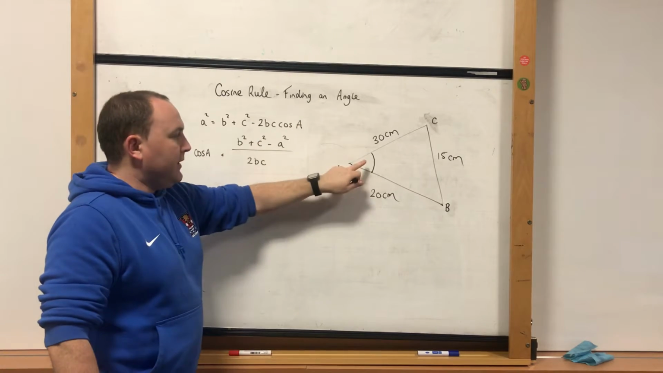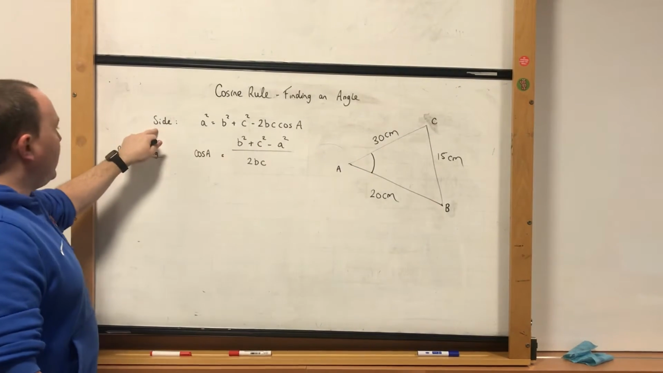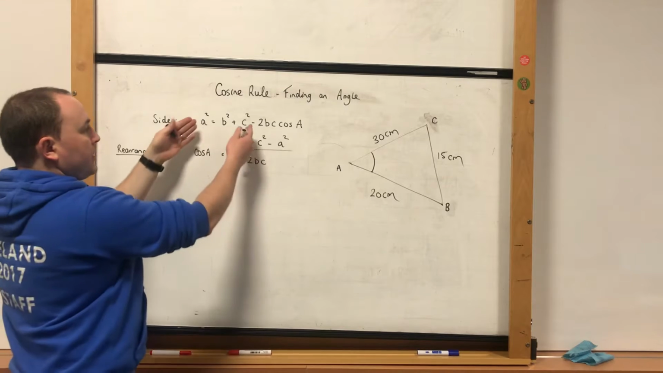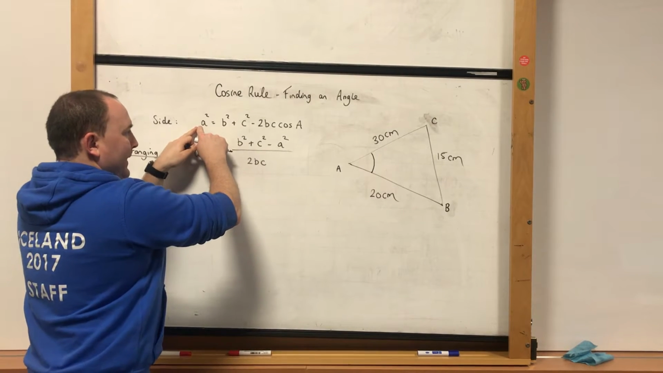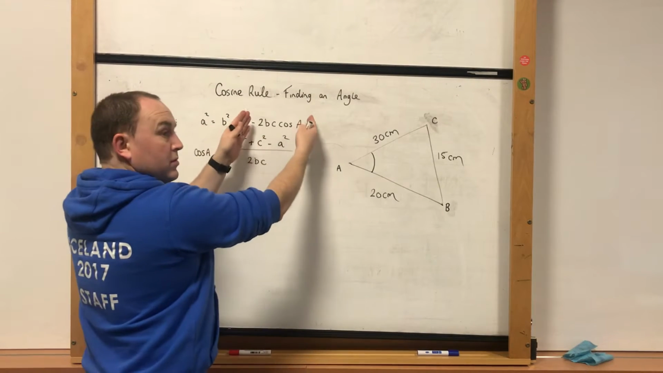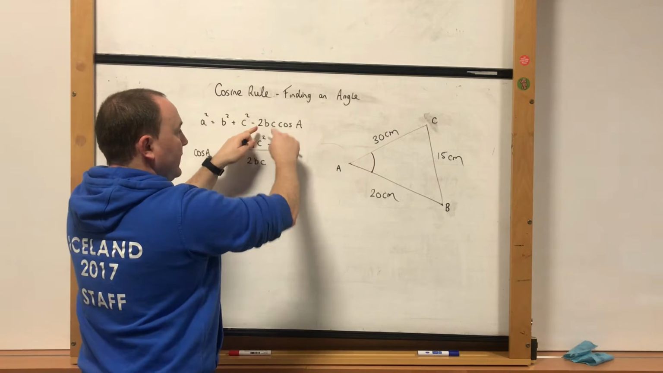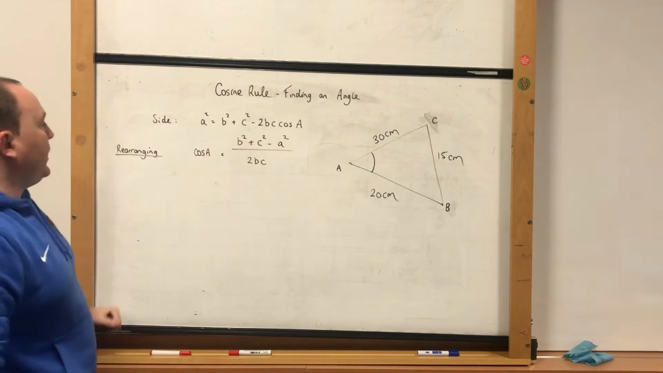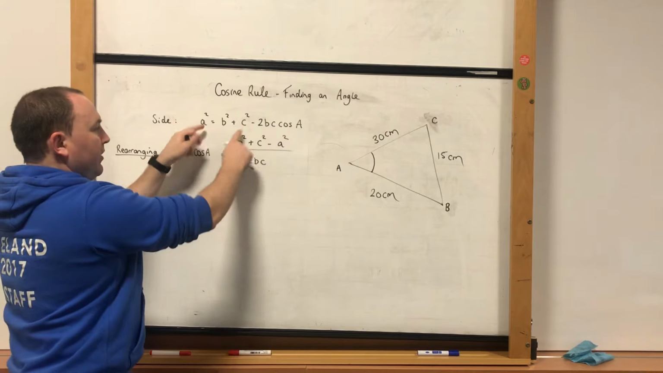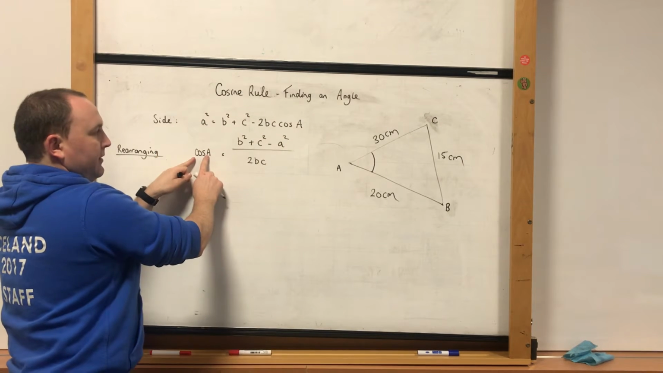Cosine rule to find an angle. Okay, so we have found a side using the cosine rule. We discussed that it would be a variation of Pythagoras that's not a right angled triangle. We can prove that with some pretty complex maths. We can then rearrange this equation to get to this.